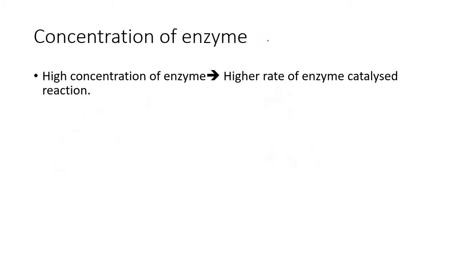The next factor is the concentration of the enzyme. A high concentration of enzyme will have a higher rate of enzyme catalyzed reaction. Now let us take an example. Here S stands for substrate and E stands for enzyme. Suppose we have 100 substrate molecules, but we have only 20 enzyme molecules.